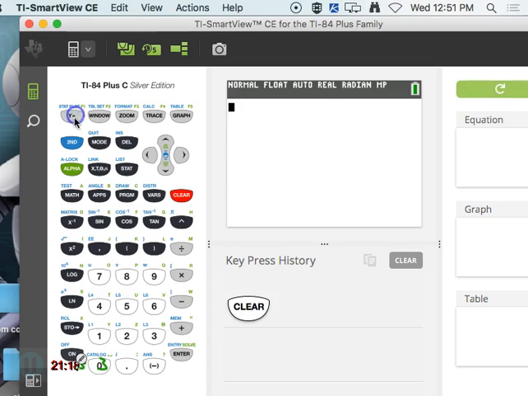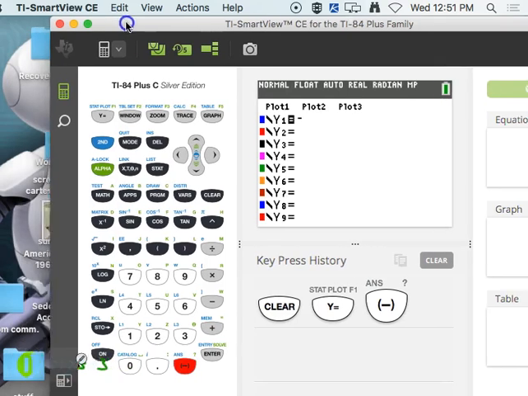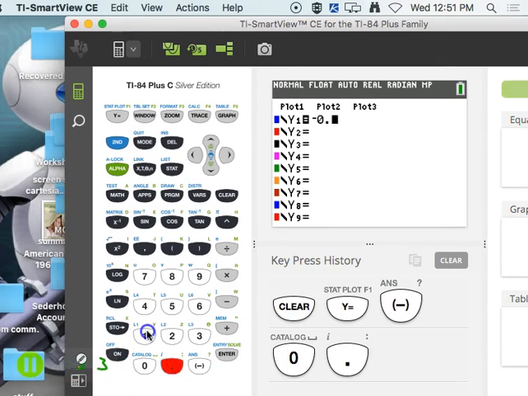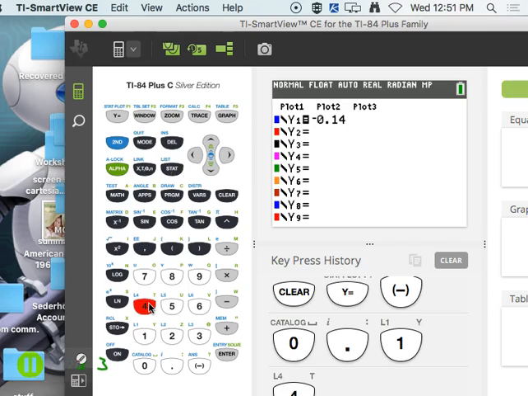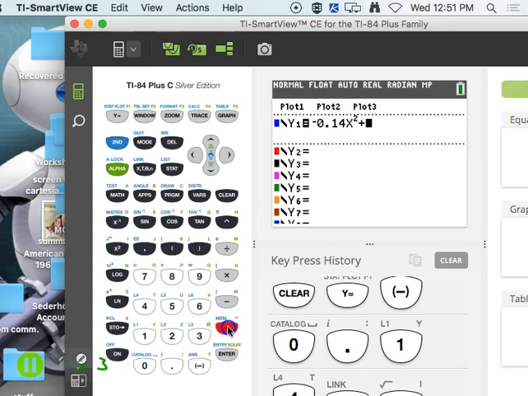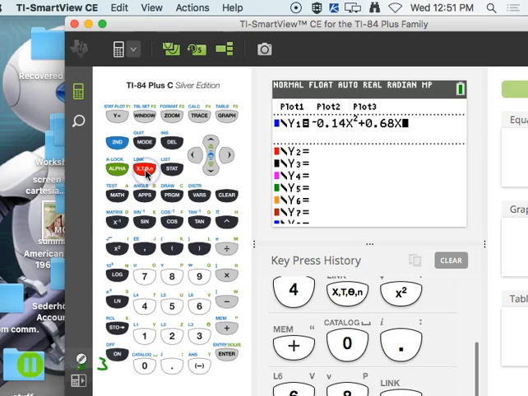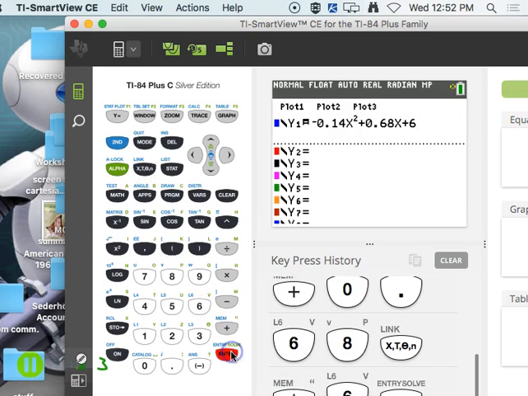So into y equals we go, and we need negative 0.14 x squared. Make sure you use the negative and not the subtraction. It'll yell at you in a minute if you do that. Plus 0.68 x plus 6. So negative 0.14 x squared plus 0.68 x plus 6. Well, negative 10 to 10 probably isn't going to do this. So let's go to the window.